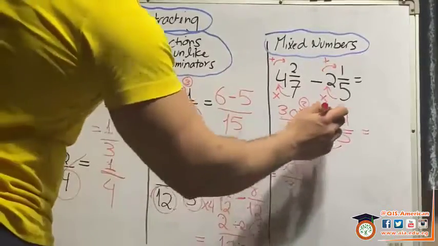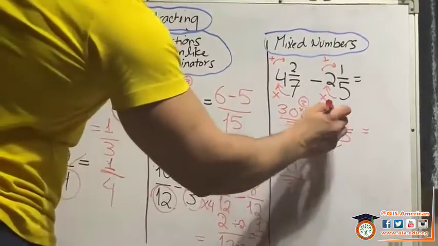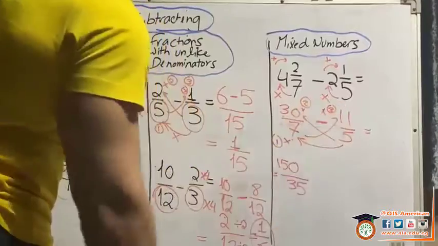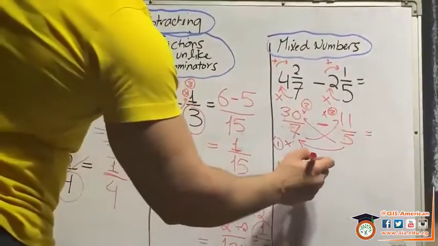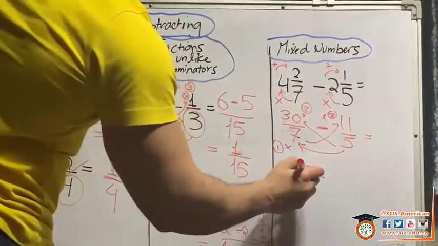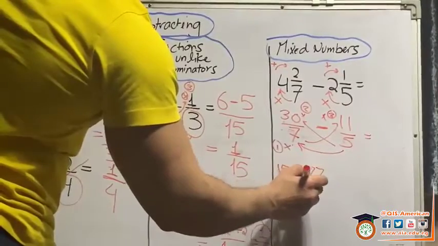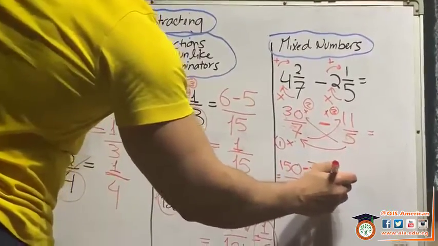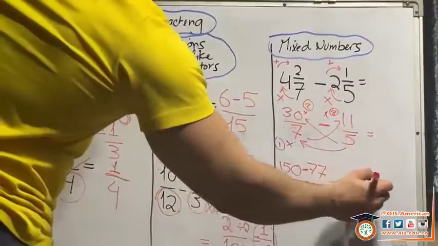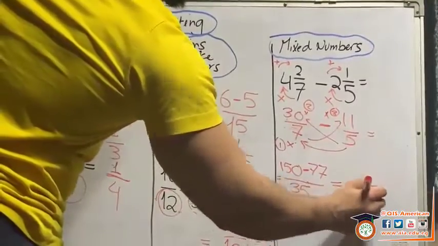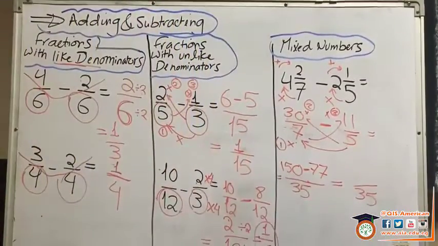Okay, what about 7 multiplied by 11? Third step. 7 multiplied by 11. It's 77. And the subtraction stays as it is above. So now I have 35 here and 150 minus 77.